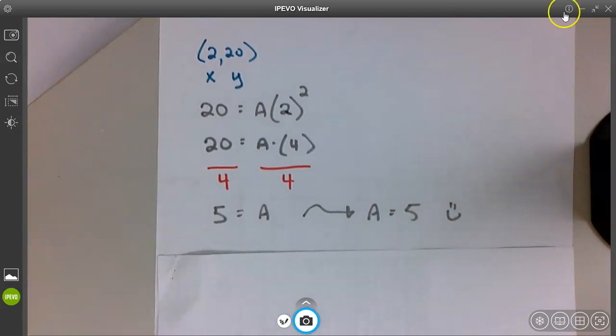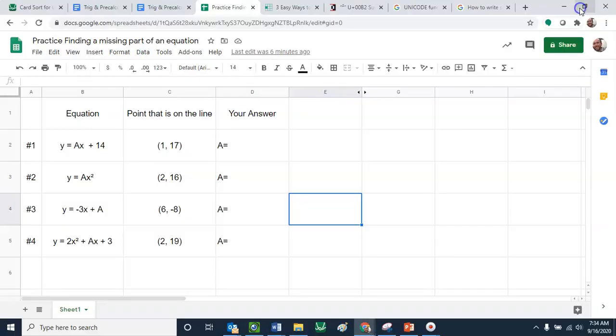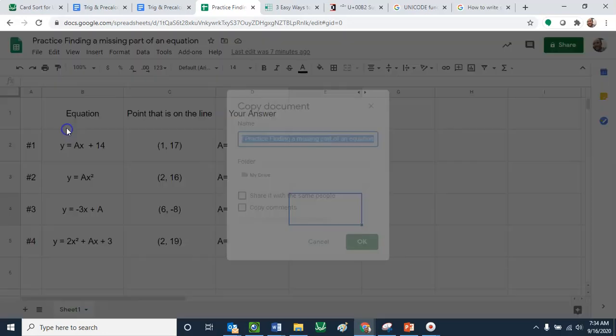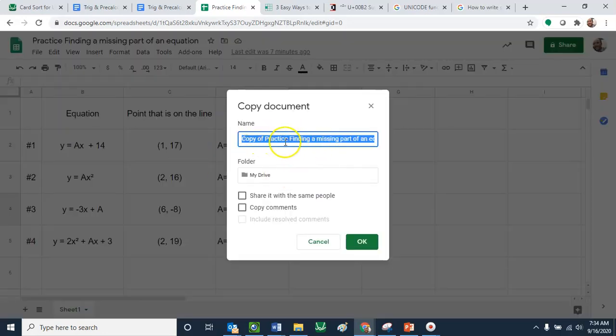I'm also going to share this spreadsheet I made with you. It's called Practice Finding a Missing Part of an Equation. That's exactly what we've been doing. Here are the 3 problems that you're responsible for: number 1, 2, 3. Here's the equation, and here's the point that it goes through. You should do it on your own paper, and then write your answer right here. When you are done, you can make a copy and share it with me. You'll come up here and make a copy. You'll name it your name. We'll get rid of the "copy of" and put your name. I'll put my name just to show you what I want, Kyle Edwards, and then we'll hit OK.